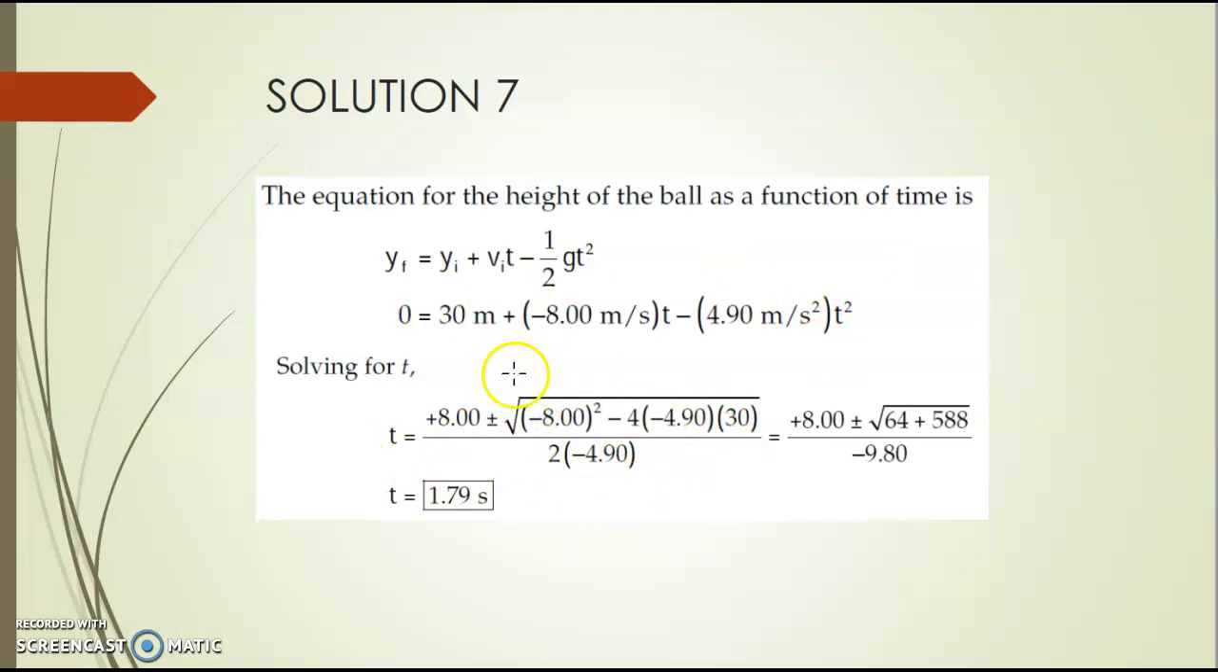Okay. Therefore, if you're going to use the quadratic formula, we're going to be solving two values for time, but the other one is negative. Therefore, we're going to neglect that one because there is no negative time. Okay. So our answer is 1.79 seconds.